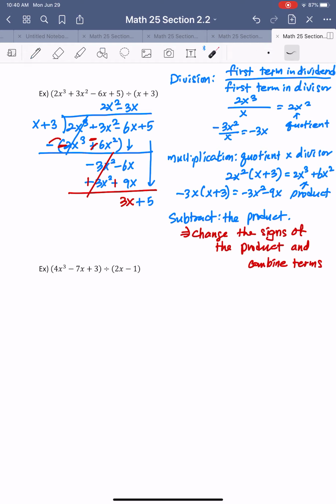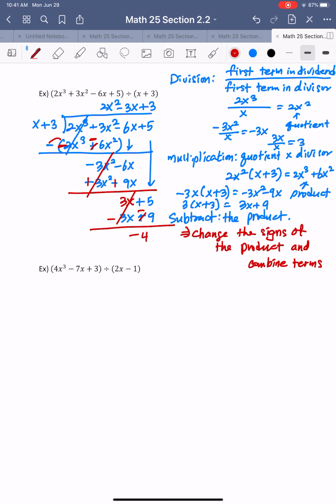So use 3x and divide by x, which is 3. So plus 3 here. So multiply 3 times x plus 3. We got 3x plus 9. So 3x plus 9. Subtract. Change the sign. Cancel negative 4.